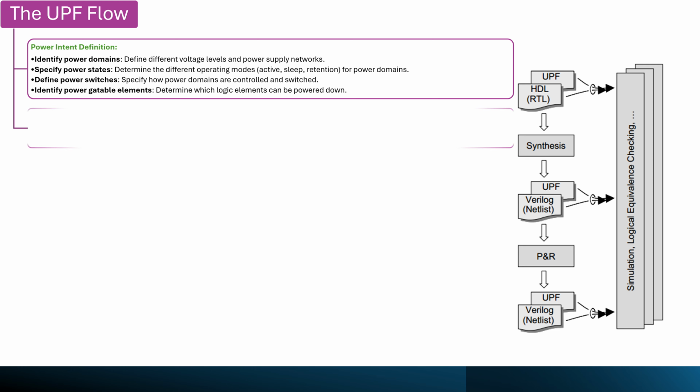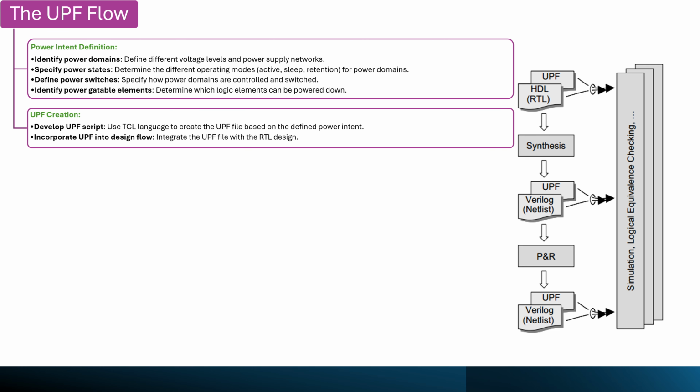After that, you capture them and put them in a TCL syntax. You create a text file and capture the power intent in TCL syntax, and we call this a UPF file. Power intent is defined here. We have created the file now. Next is to start using it at different levels of the VLSI design flow.